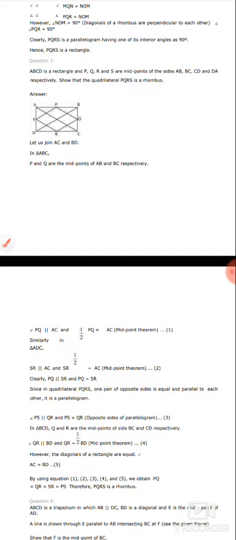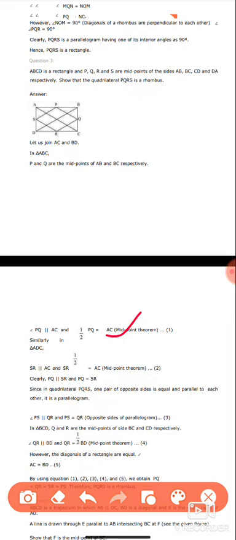Now for triangle ABC, again you have the midpoint theorem, that is P and Q are the midpoints. So by using the midpoint theorem you will have PQ parallel to AC and PQ equal to half of AC. This is your result number 1. Then the next triangle, triangle ADC, again by the midpoint theorem, SR will be parallel to AC and SR will be equal to half of AC.